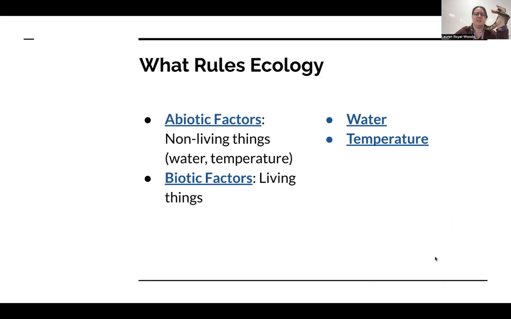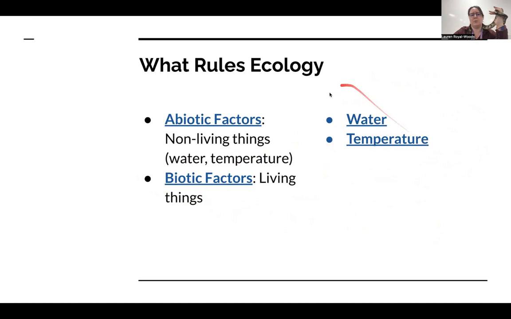So, what runs ecology? Well, basically, there's two things, and then there's the big two. The big two that we're going to talk about over and over. So again, as I mentioned earlier, abiotic factors, these are non-living things. A means no, bio means life. So no life factors. And that is non-living things like water, temperature, how much sunlight you're getting. Stuff that's a little hard to control. And then there's biotic factors. Bio means living. So living things.